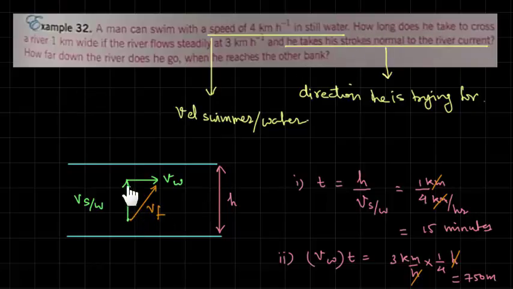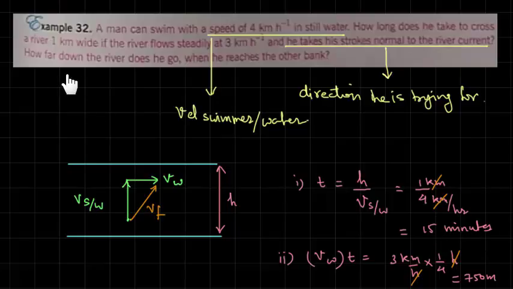So its vertical velocity is 4 km/h and the width is, let's say h, it is given as 1 km. So 1 divided by its velocity in the same direction will give you time. So it is h upon velocity of swimmer with respect to water. 1 km by 4 km/h, so it will be 1 by 4 hour, which is same as 15 minutes.